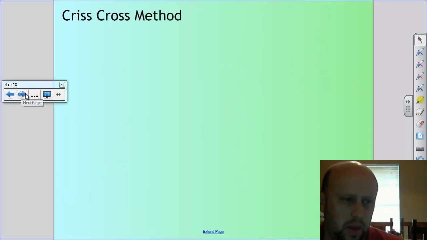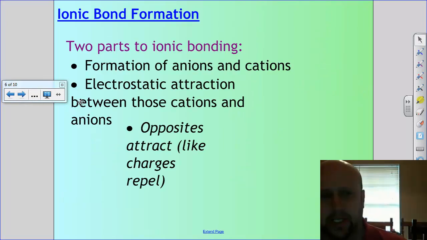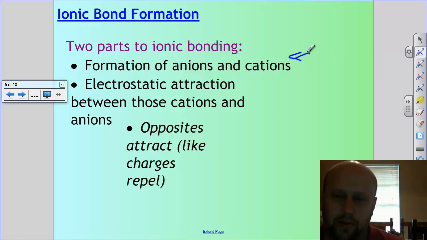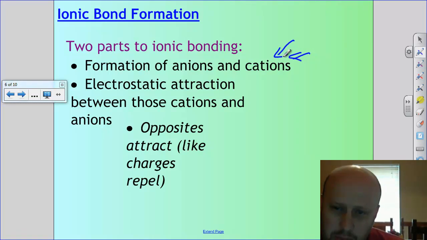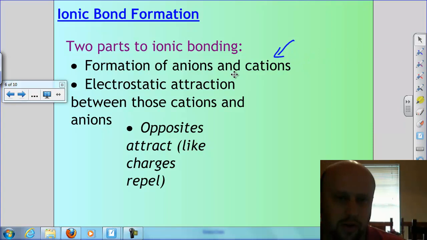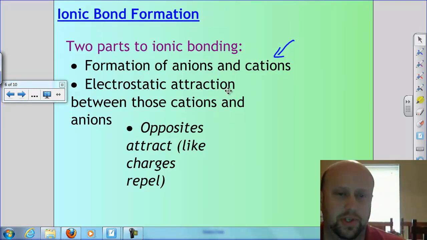That gets us to step 1 of ionic bonding. The first step is the formation of anions and cations. And man, my arrow drawing is really bad. There, that's a little better. So that's what we just did: when you have a metal and a non-metal come together, the metal gives up its extra valence electrons to the anion, which is going to be the non-metal. Cations are always metals, anions are always non-metals, or at least usually. There are some exceptions. And then there's electrostatic attraction between those two things.